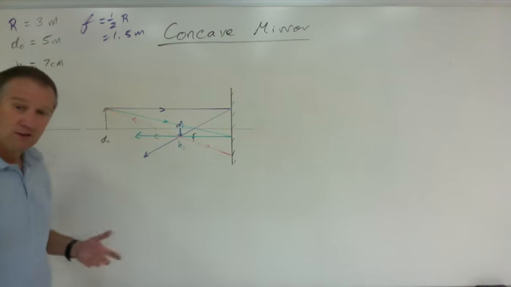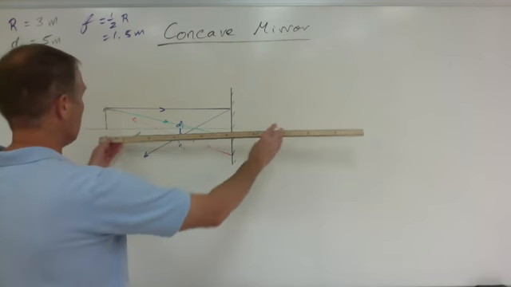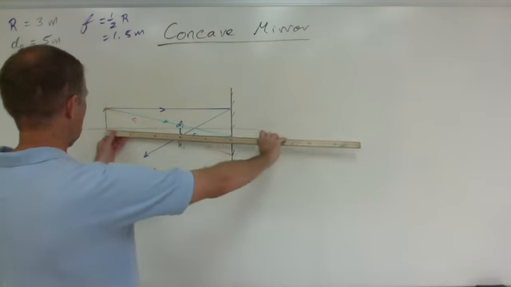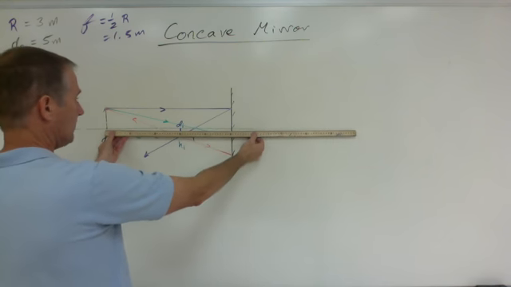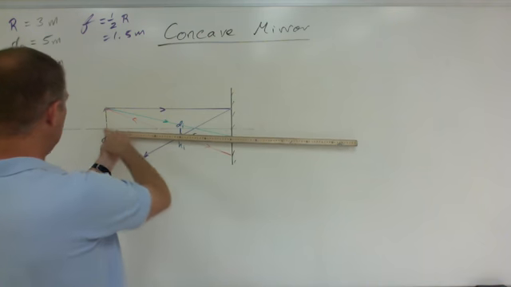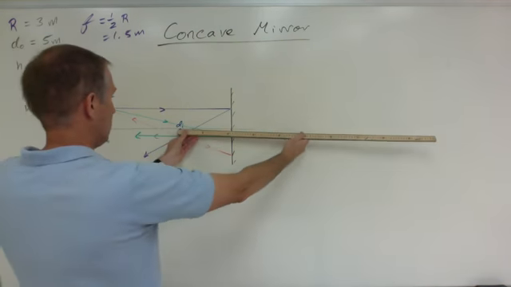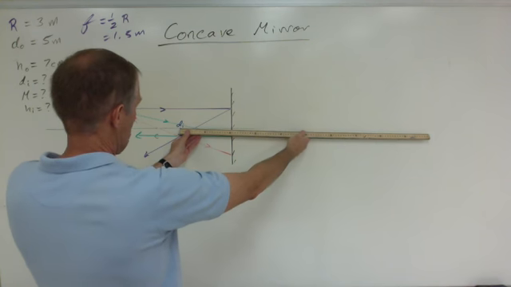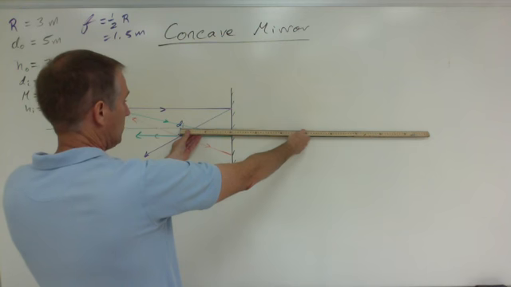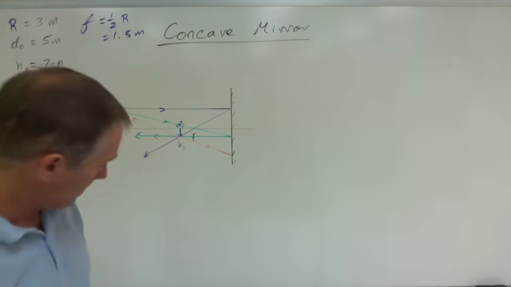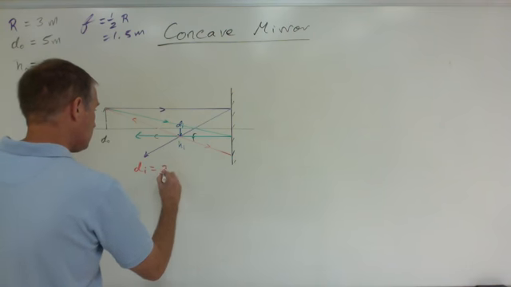And I could measure these things with the ruler if I chose to, because I did draw this to scale, where every 10 centimeters represents a meter for the distances. So that's why that's 50 centimeters away, representing that 5 meters. So this comes out to be, looks like 20 centimeters, which would represent 2 meters. So according to my drawing, the value for DI is 2 meters.